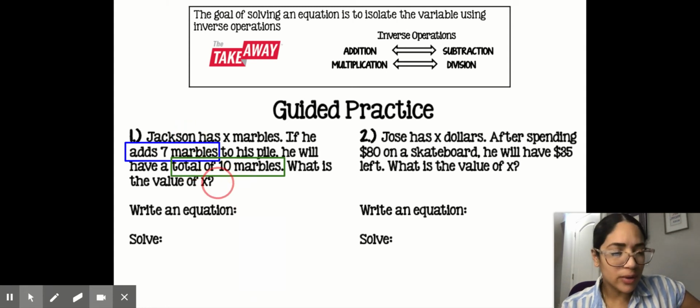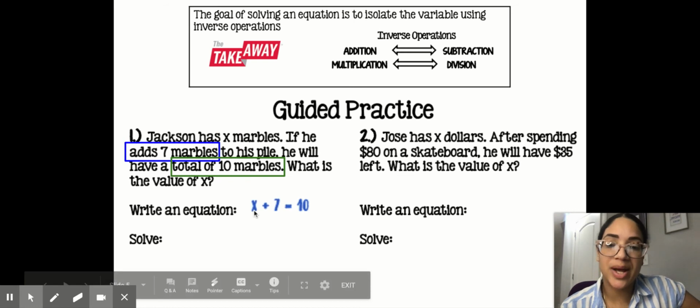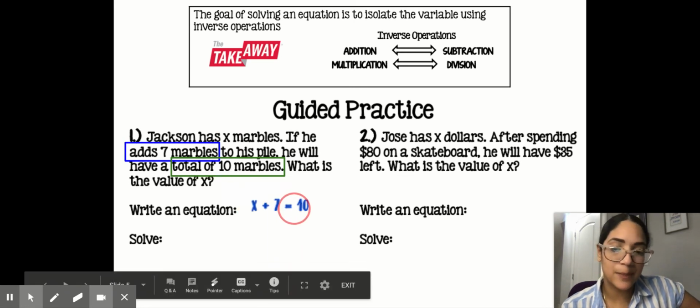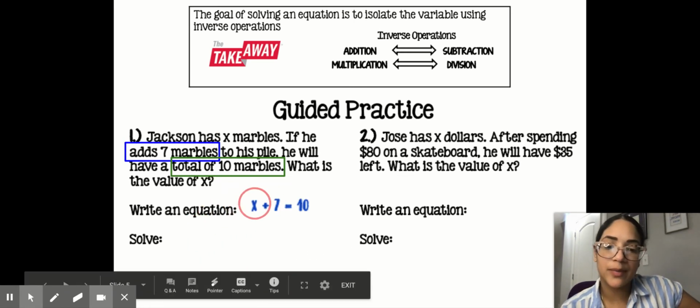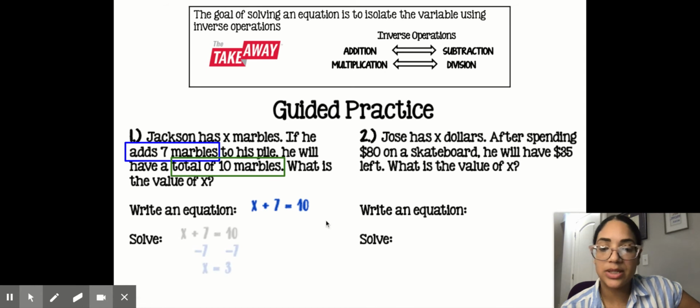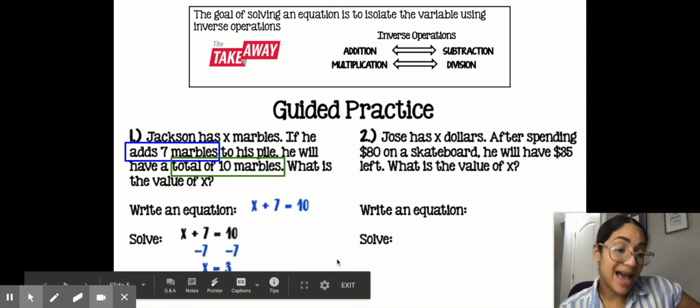What did he start off with? That's what you need to ask yourself. You know that you're adding 7 and you know that it has to equal 10. He started off with X marbles. So I have X plus 7 equals 10. Okay, so now I can solve. If I want to figure out what the value of X is, what he started off with, I have to do the inverse, the opposite. And the opposite of adding 7 is subtracting 7. So I subtracted 7 on both sides and I got 3.